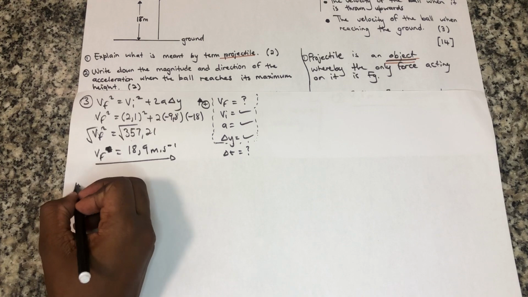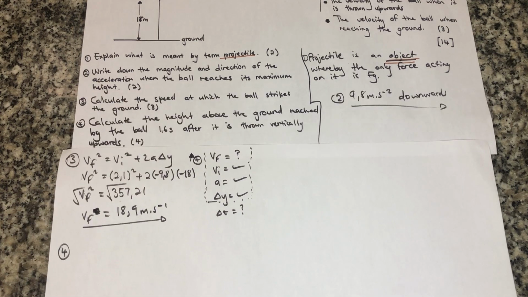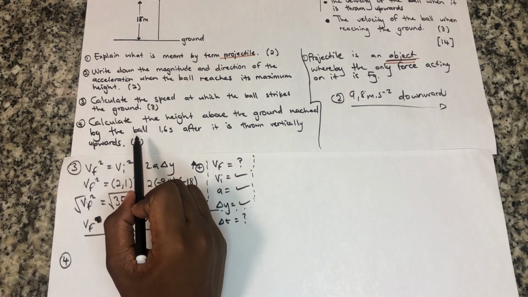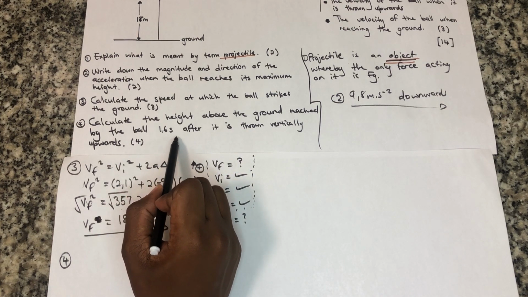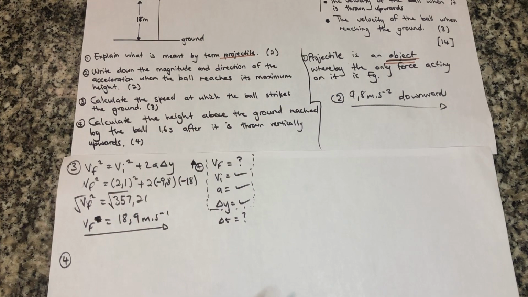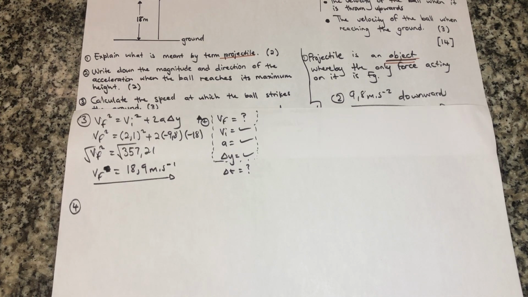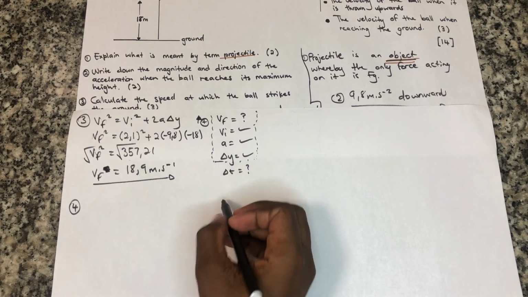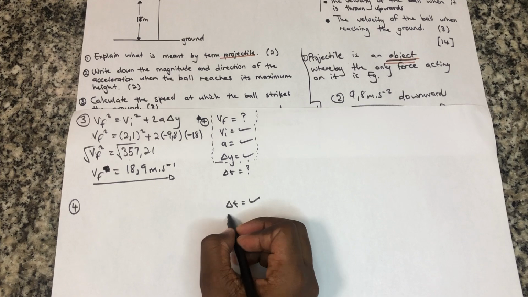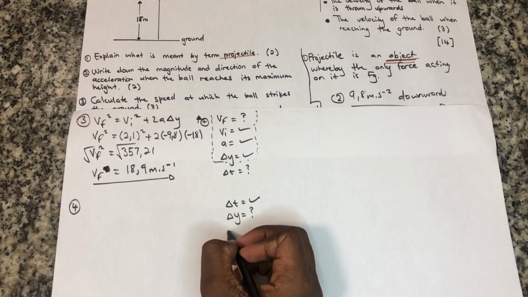Let's move to number 4. All right, so number 4 says, calculate the height above the ground reached by the ball 1,6 seconds after it is thrown vertically upwards. We have to calculate the height above the ground reached by this ball, by that object there, 1,6 means that after 1,6 it is thrown vertically upwards. In this case, we know the time, okay? We know the time, okay? We're looking for this one.